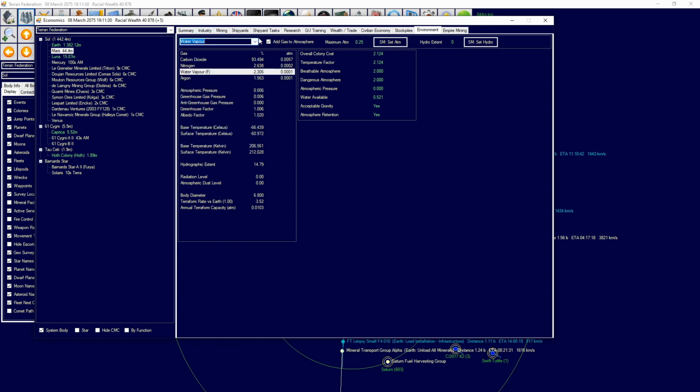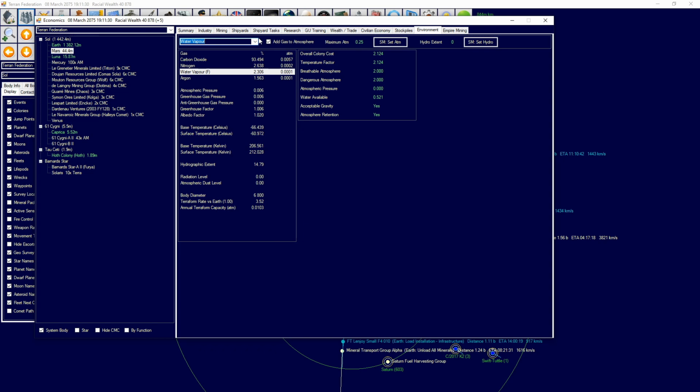Now, I'm going to talk a little bit now about water vapor and also system gravity. So, system bodies with gravity of less than 0.1 g cannot retain an atmosphere and cannot be terraformed. So very small asteroids cannot be terraformed. Keep that in mind.